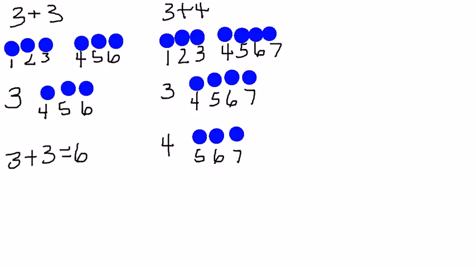Students may also connect to what is done in the previous problem and explain that 3 plus 3 is 6 and 4 is 1 more than 3, so 1 more is 7. You could write this as 3 plus 3 plus 1 equals 7.